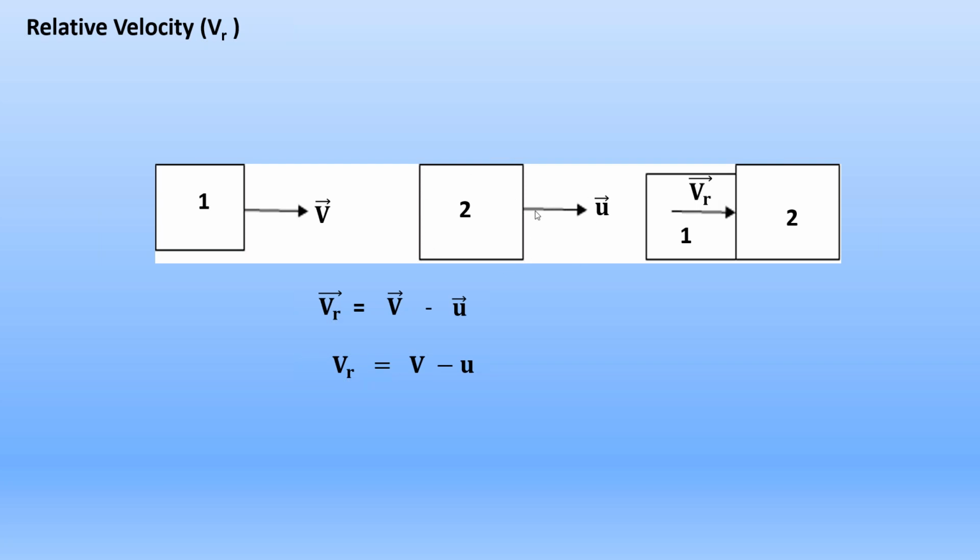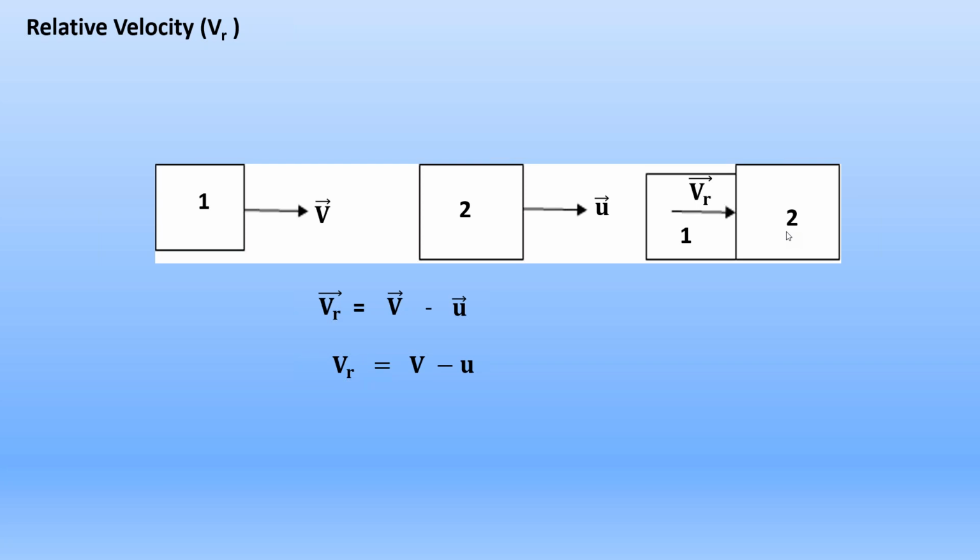If the second body is in the rest condition, then the first body strikes the second body with velocity V bar. But here, the first body is in moving condition, and the second body is also in moving condition. So, the first body strikes the second body with the velocity VR bar. VR bar is called the relative velocity of the first body with respect to the second body.